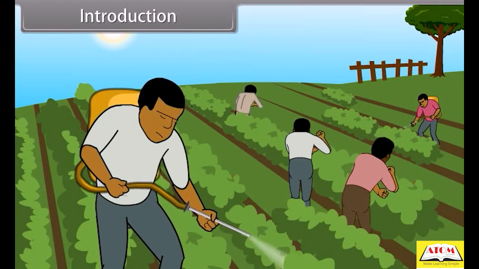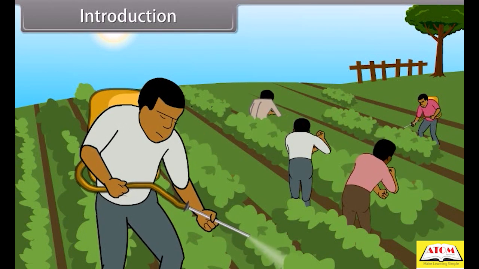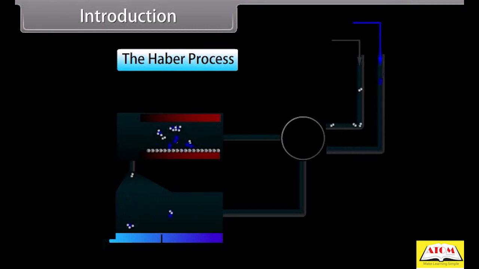Students, as we all know, fertilizers are widely used in modern-era agriculture. Fertilizer use has been shown to be very effective in increasing agricultural productivity. About 40% of world protein production is based on synthetic ammonia. To meet the high demand of ammonia, it is manufactured on a large scale by Haber's process.